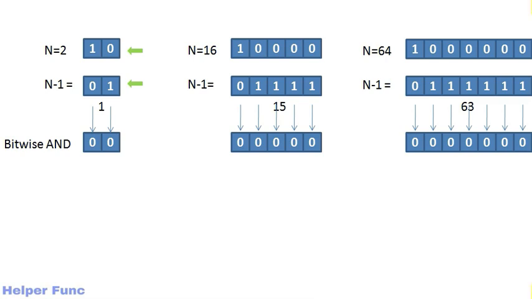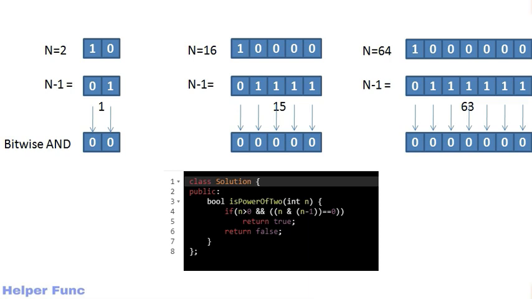And here's the code for that. If n is greater than 0 and bitwise AND between n and n minus 1 is also 0, then we will return true, otherwise we return false. So the time complexity for this problem is order of number of bits, which is very small and varies between 0 to 32 for a 32-bit integer. And the space complexity is constant as we are using no extra space.